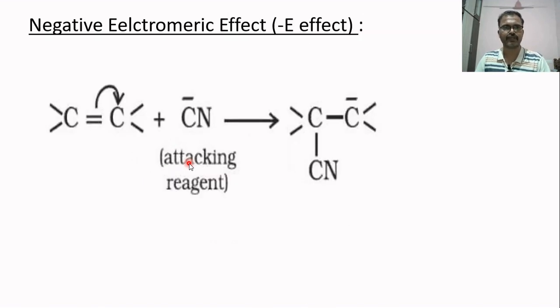The second one is the negative electromeric effect, which is also indicated as the minus E effect. For this I have considered this equation. I have taken an alkene and CN minus is the attacking reagent. When CN minus approaches this alkene, the electron pair forming a pi bond transfers completely to one of the carbon atoms. So you carefully look at this reaction.